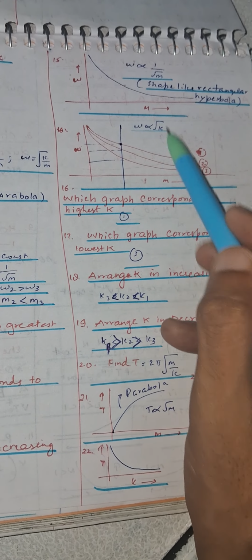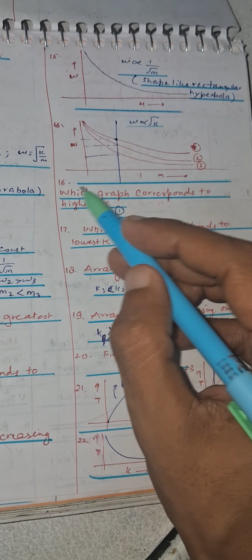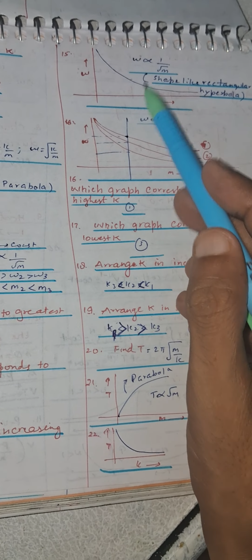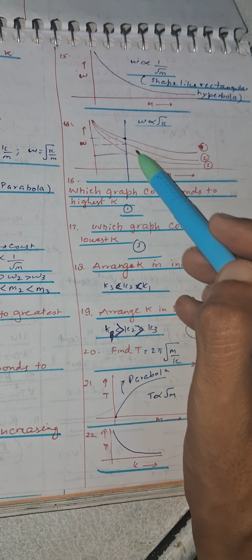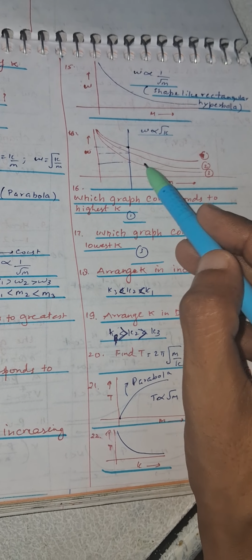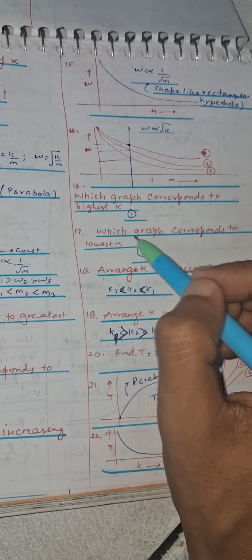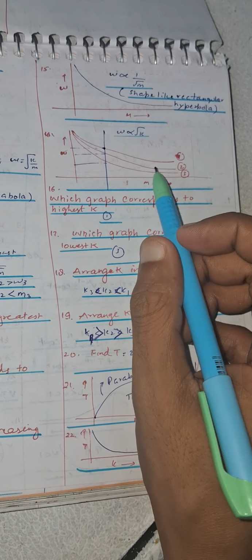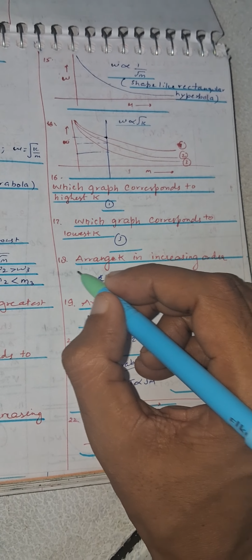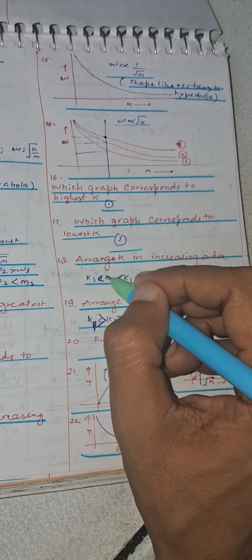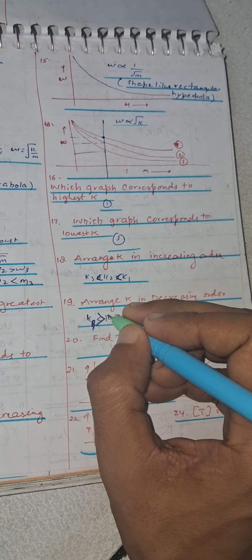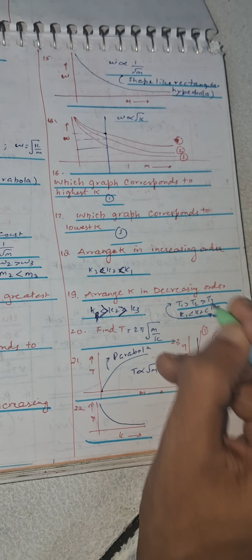Then we have to do the k analysis from three different curves. The question is which graph corresponds to the highest k. Omega is proportional to root k, so we draw a line perpendicular to the m axis, which makes m constant. The more the value of omega, the more will be the value of k. From here we can see that k1 is greater than k2 greater than k3. So k1 corresponds to the greatest k, and k3 corresponds to the least k. In increasing order, it will be k3 less than k2 less than k1, and in decreasing order, k1 greater than k2 greater than k3. So that will be the analysis.